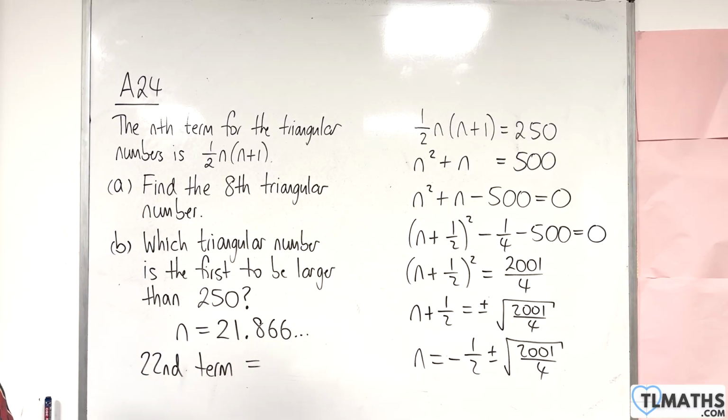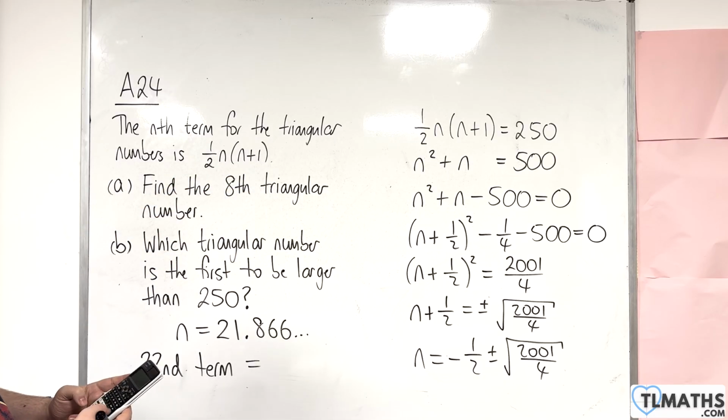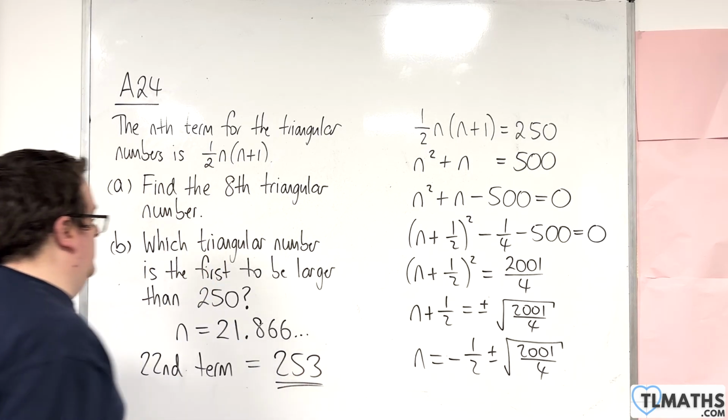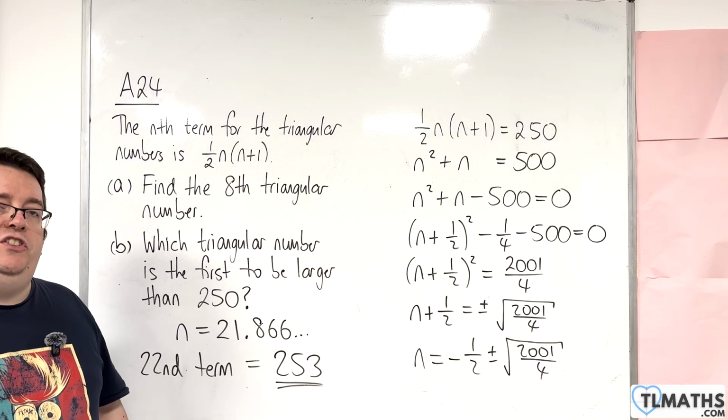And I can work out what the 22nd term is by substituting 22 into this. So 1/2 times 22 times 23. And that's 253. So that is the first triangular number to be larger than 250.